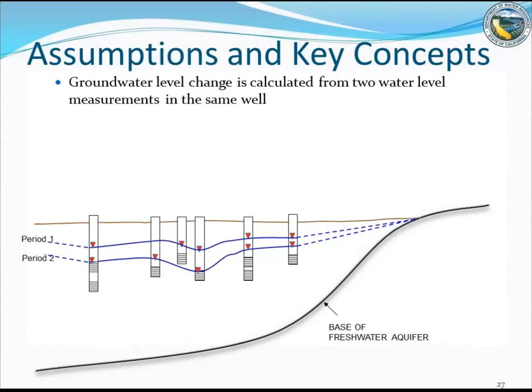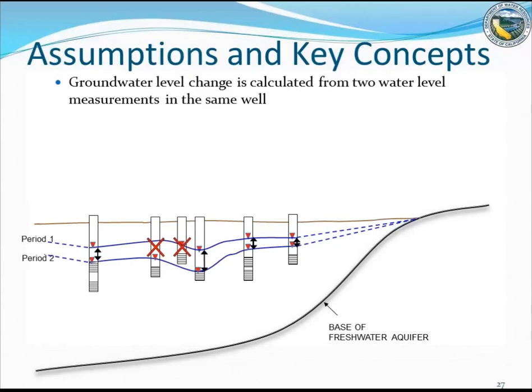So, okay, when we want to look at the change in the groundwater levels in these wells, we can really only use 4 out of the 6 wells here. And that's just an important point to show that you need more than 1 water level measurement in a well to get change in storage.